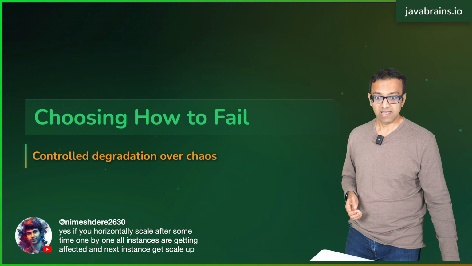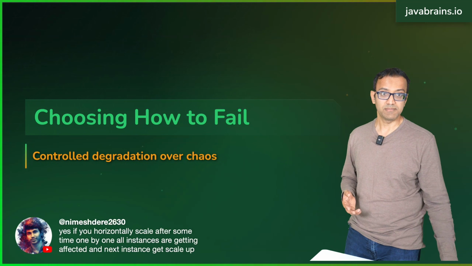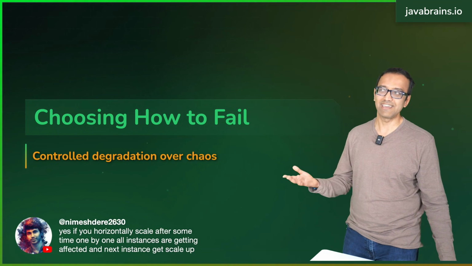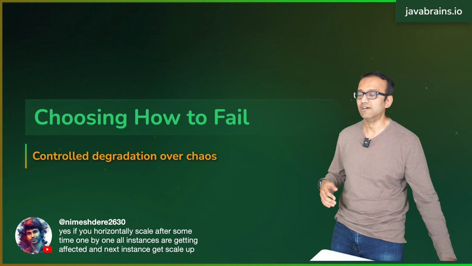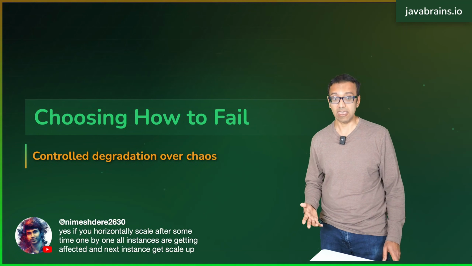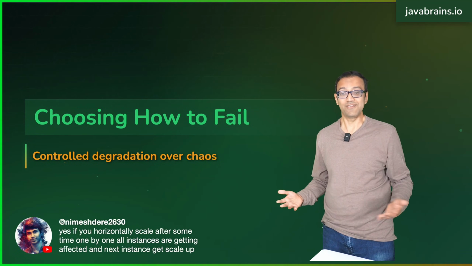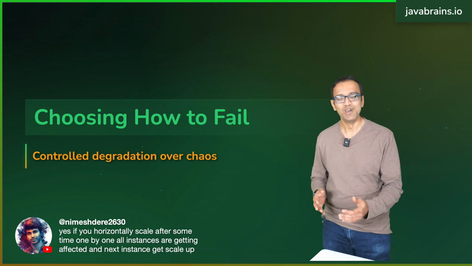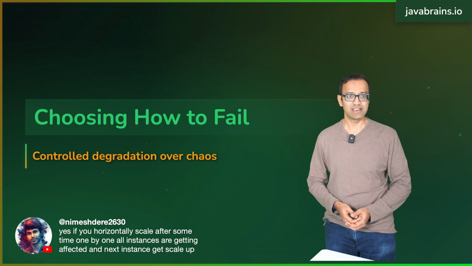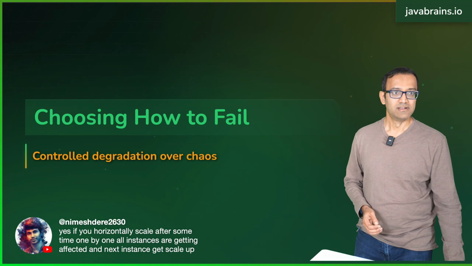If you horizontally scale, after some time, one by one, all instances are getting affected, and the next instance gets to scale up. Yes, up to a point. Again, you might hit certain blocks when you're accessing a third-party API, which they're like, yeah, we can only handle this many requests, and what are you going to do? Or a DB, which cannot technically be scaled, and so on.